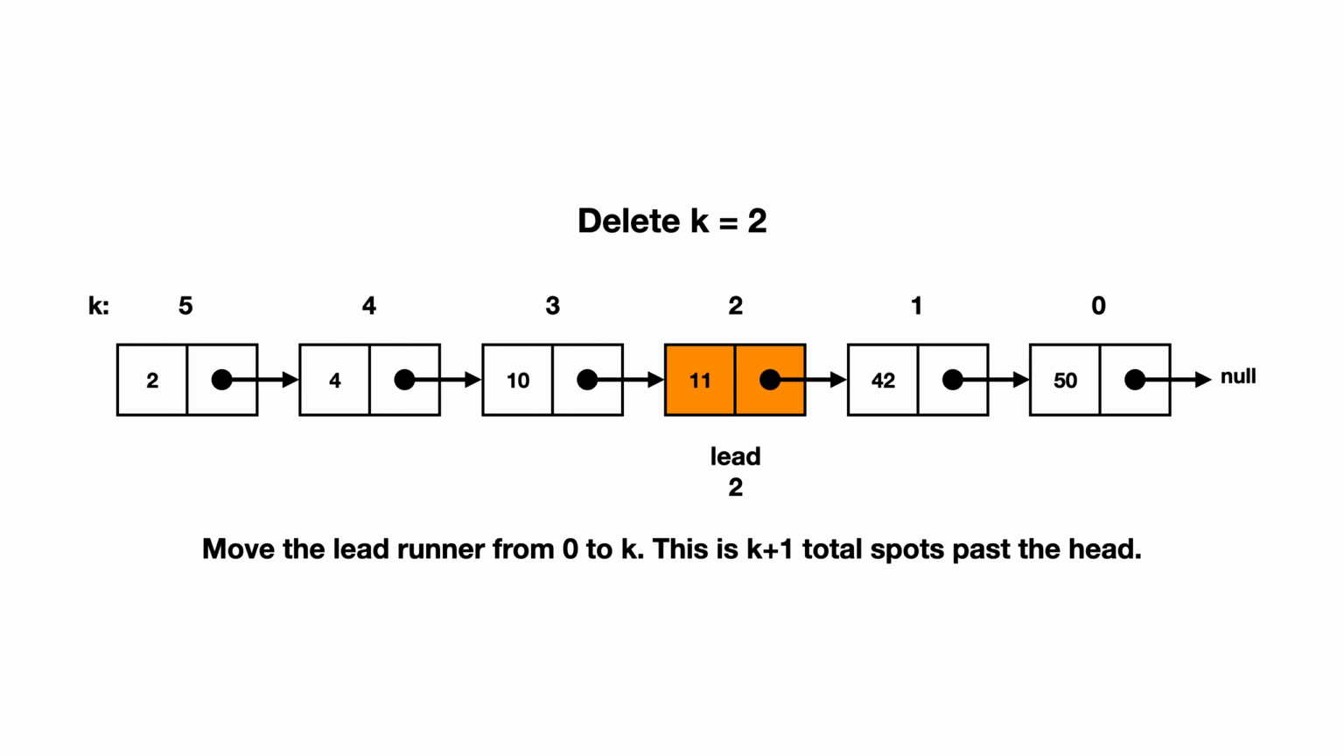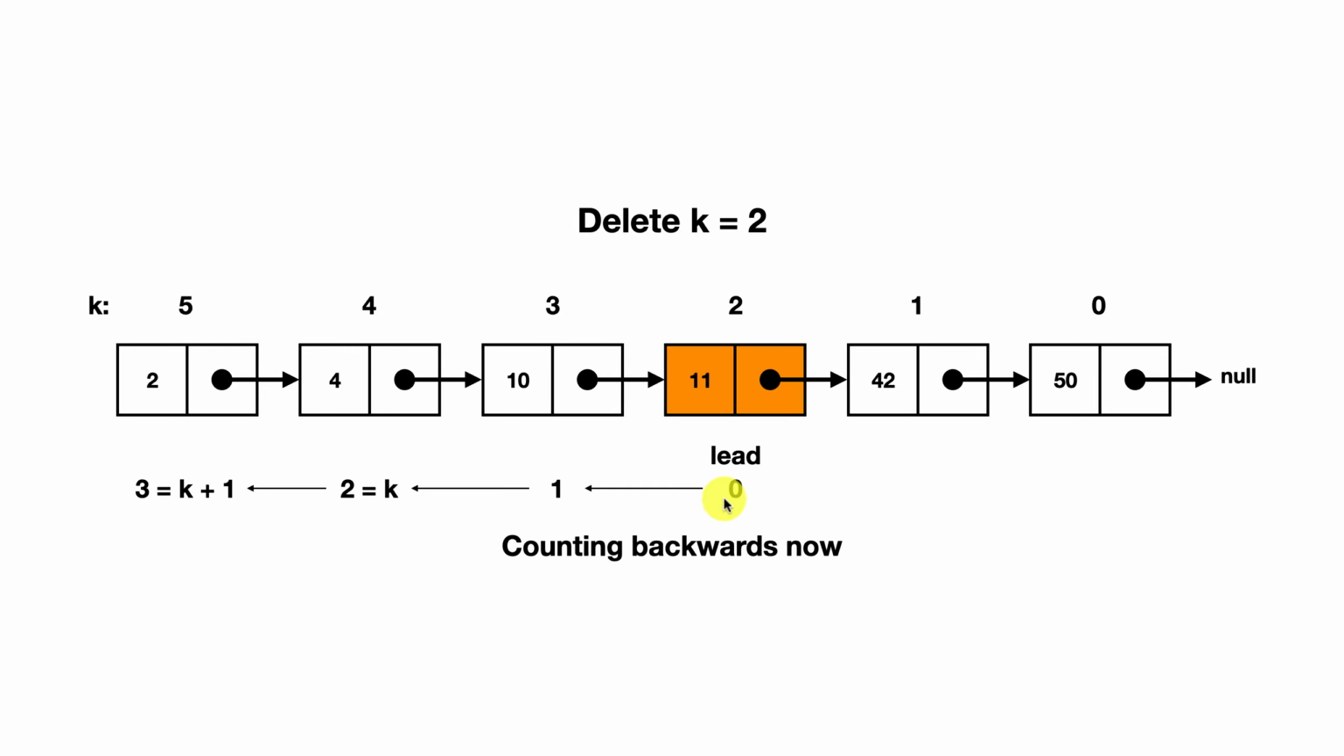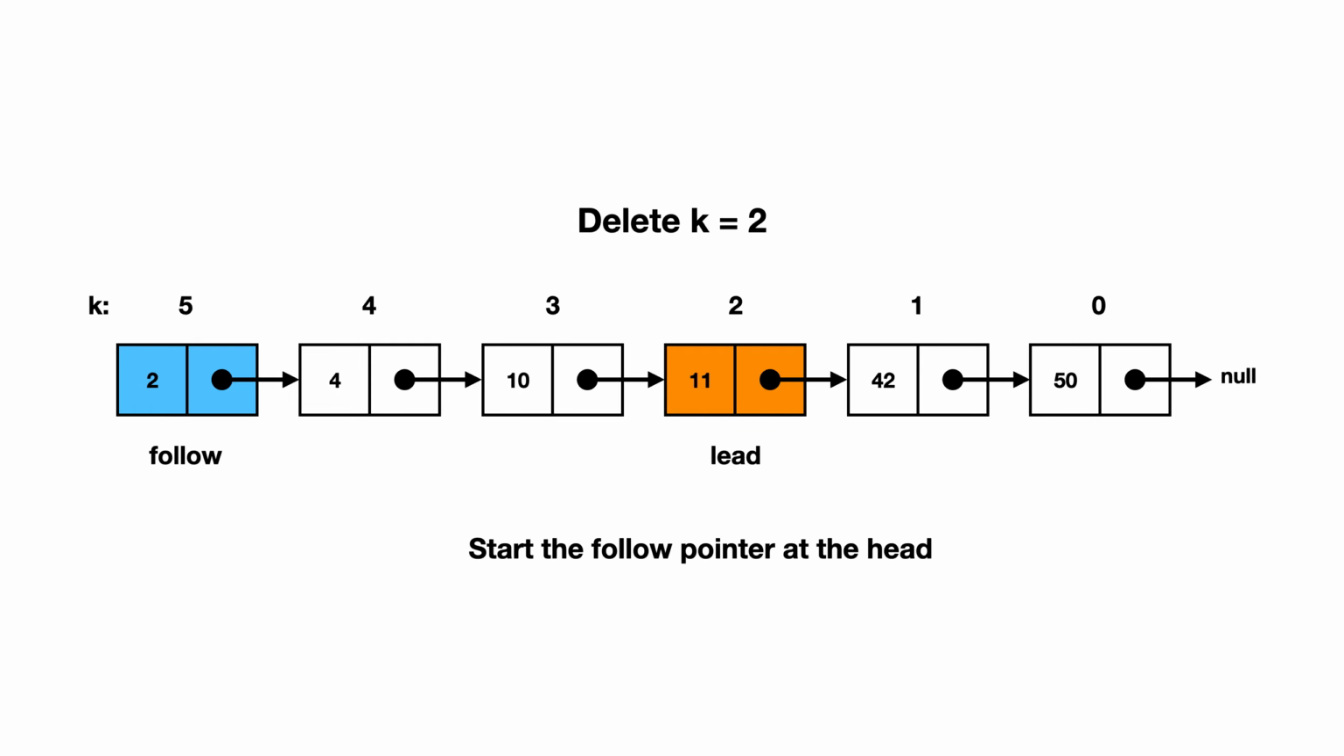Then once we get here, 0 to k, it's k plus 1 total items since we started at 0. And then when we start our follow pointer, it's going to be k plus 1 spots behind. So lead is technically at 0, 1, 2, 3 spots from the follow pointer. So now we have both being tracked. We move our lead pointer and our follow pointer forward at the exact same time by 1 spot.